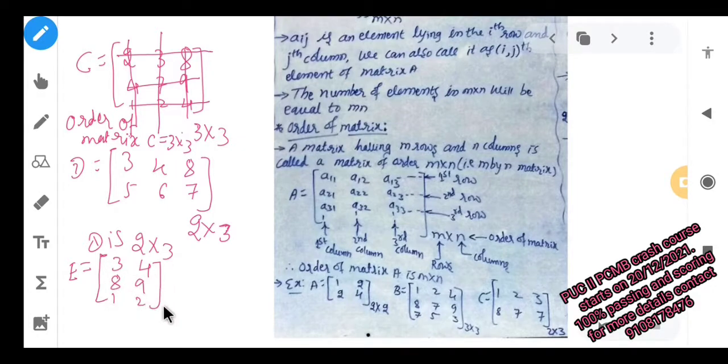So see, first rows. Compulsory you should observe rows. 1 row, 2 row, 3 row. 3 rows are there. How many columns? First column, second column, 2 columns. So order of this matrix E, that is order of E. Order of matrix E, that is 3 by 2. Okay, so don't get confused and don't make any mistake in your examination.